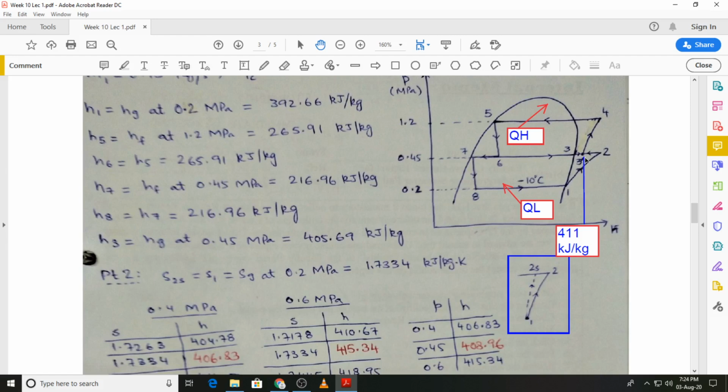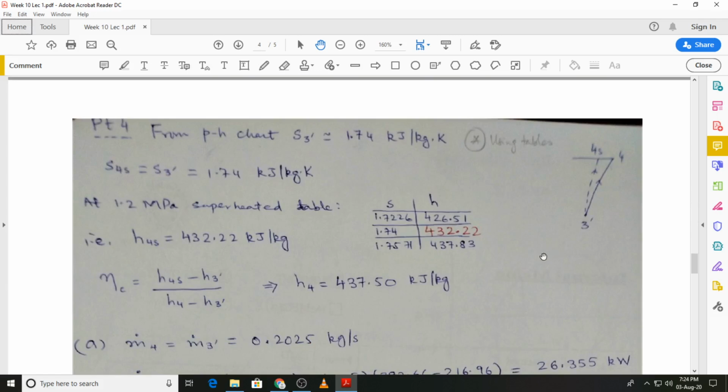Once we have located state point 3 prime, we can find out the entropy at state 3 prime, and then again repeat the process of compression from state 3 prime to state 4. So from the pH chart you can see that I have found out the value of the specific entropy at state point 3 prime, which is 1.74 kilojoule per kilogram Kelvin. And once we have got the solution, I will also show you how we can find out the value of the specific entropy by using tables. I'll do that or show that to you later on.